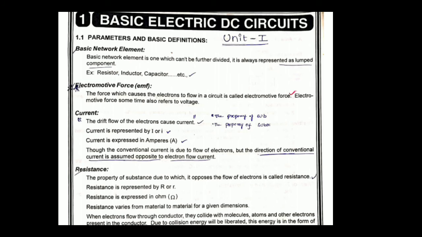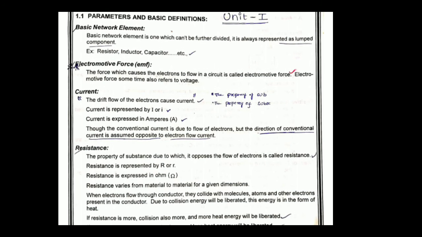So, a network is the interconnection of various sources and loads. And coming to the basic network elements, they are classified as resistor, inductor and capacitor.